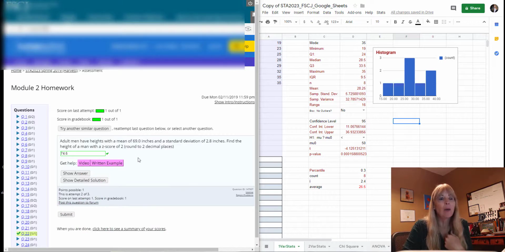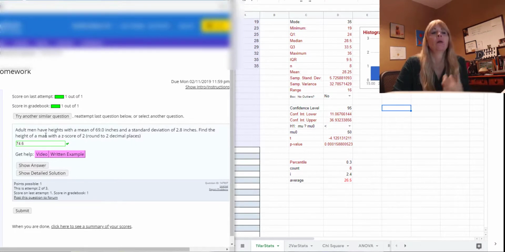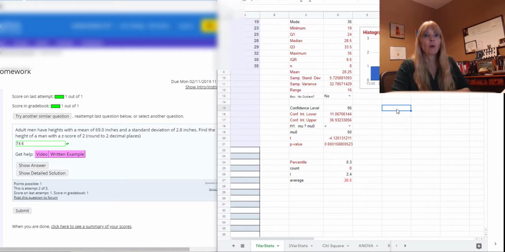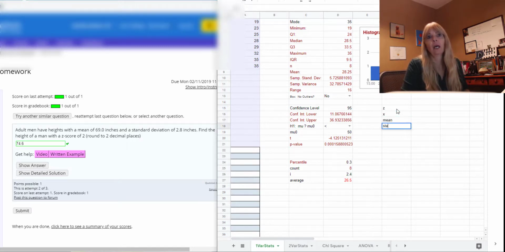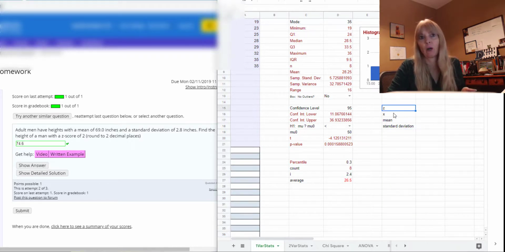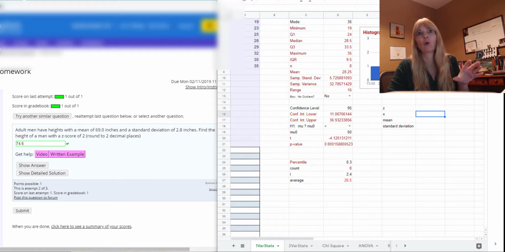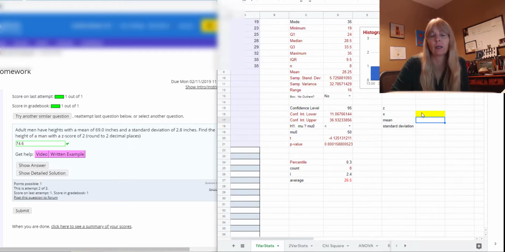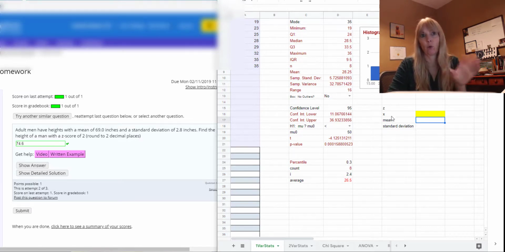What I would like to do is create in my spreadsheet something I can reuse for more than one problem. So I already know that there's a Z, an X, a mean and a standard deviation. As you could probably guess, you can solve for any of these variables. I know this setup is going to be solving for my X, so I'm just going to highlight that cell.